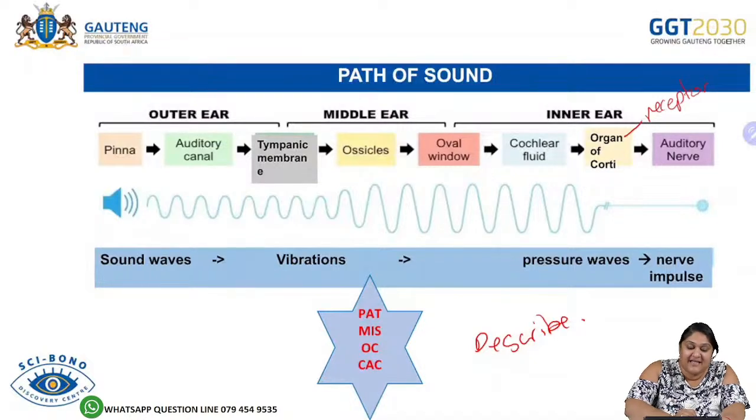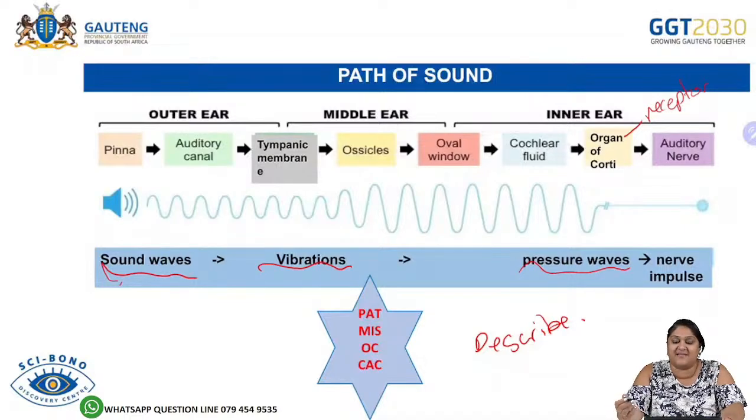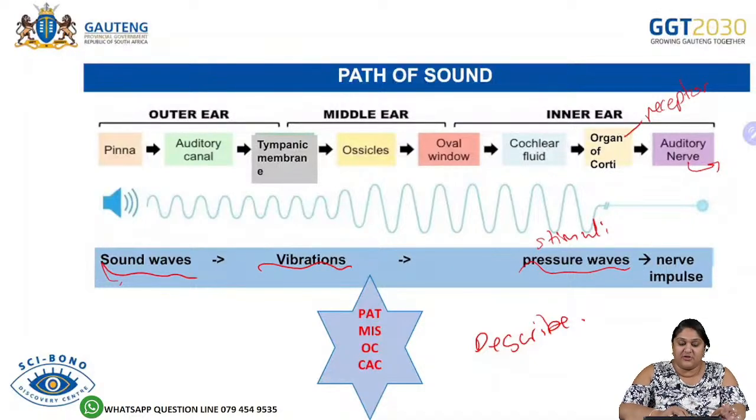Okay, the sound waves, the vibrations and the pressure waves, those are the stimuli. Then the receptor is going to convert the stimulus into a nerve impulse, and it's going to be taken by the auditory nerve to the brain. What we need to know is when to use sound waves, when to use vibrations, and when to use pressure waves.